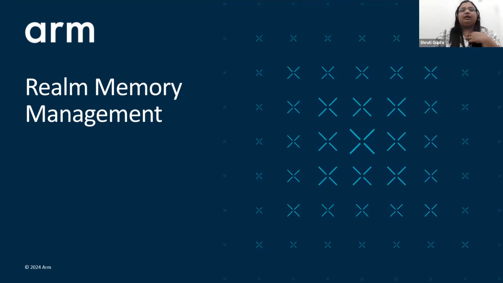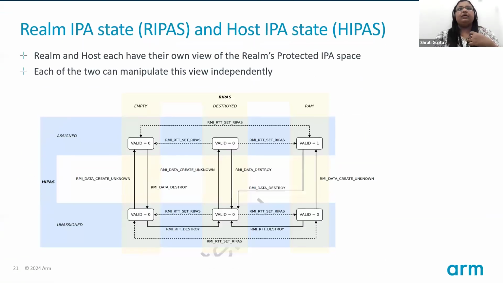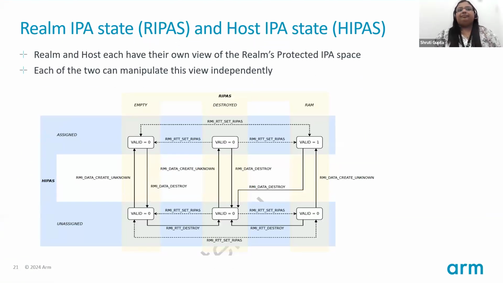So yeah, coming to memory management. All realm protected IPA space have its own state. So RIPAS can be empty or destroyed or RAM. Similarly, the host side, they both have their own view and they both have their own states. So an HIPAS can be assigned or unassigned, and a RIPAS can be empty, RAM, or destroyed.